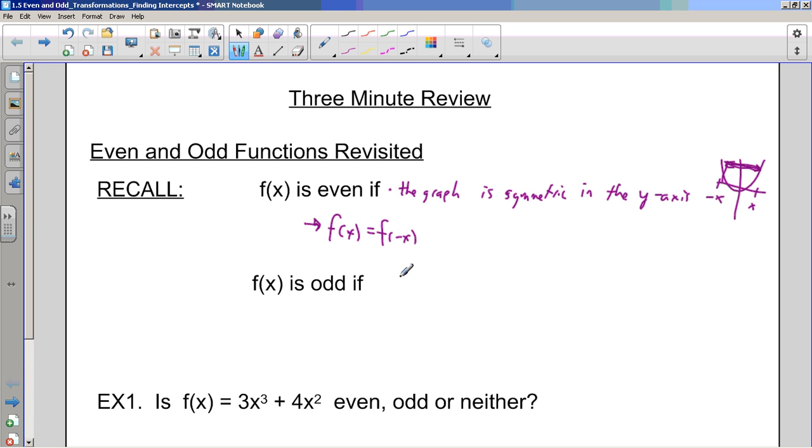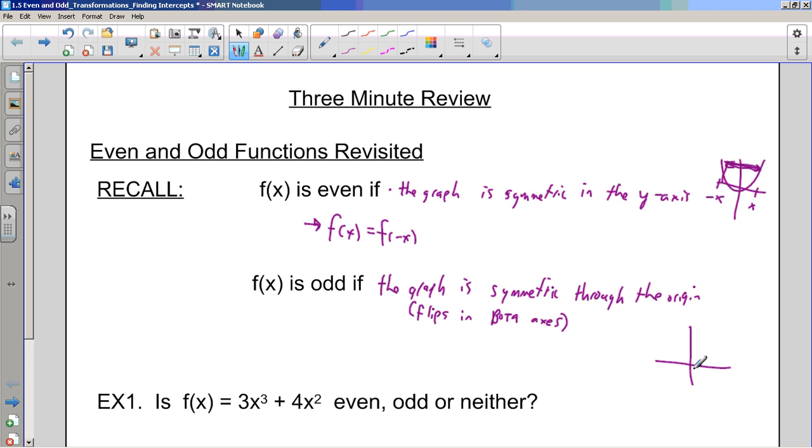It's odd if, remember, the graph is symmetric over both axes, or we say through the origin, or we also think it's symmetric after flips in both axes. And it's the idea if we had a piece up here, we flip it in both axes, well, down there and then down there, right? And that looks a lot like the x cubed function, right? So flip there, and that's the idea of through the origin. Any point on the graph, if I go through the origin, it's also a point on the graph.